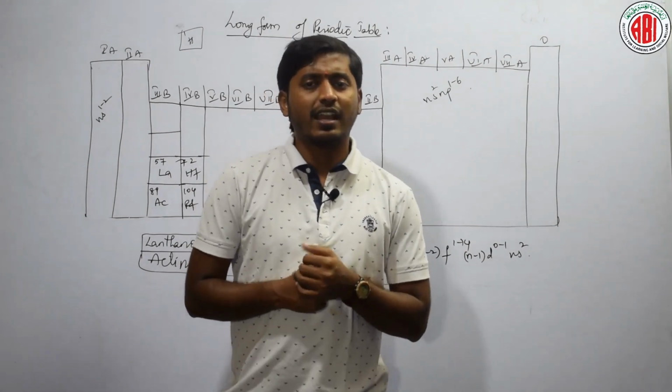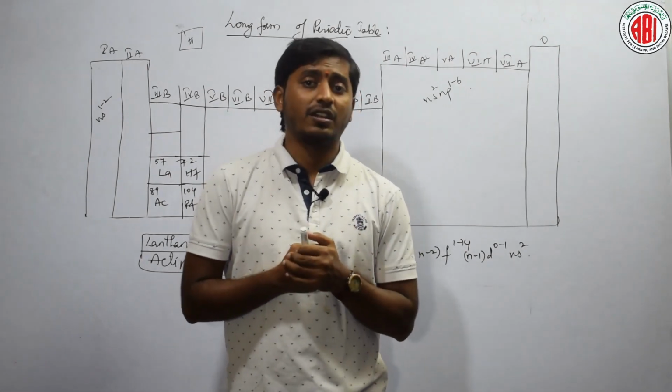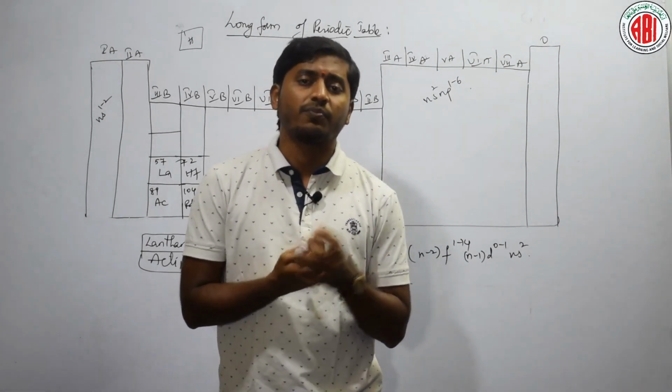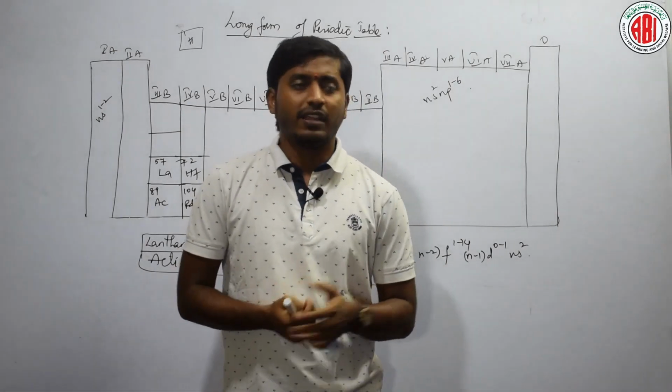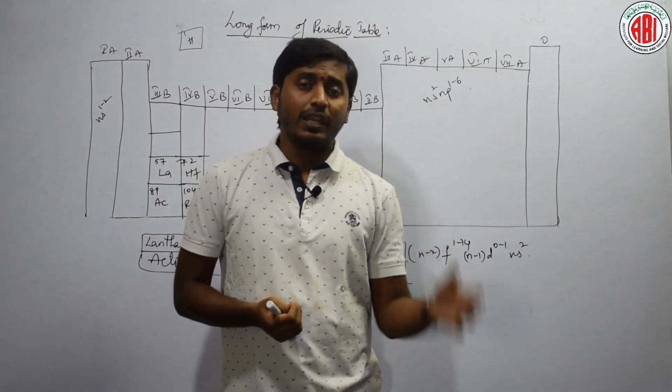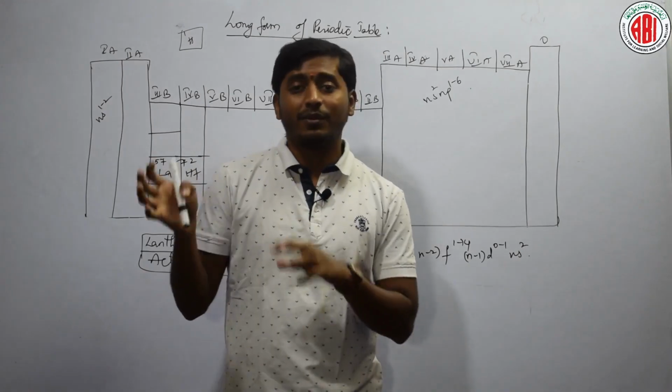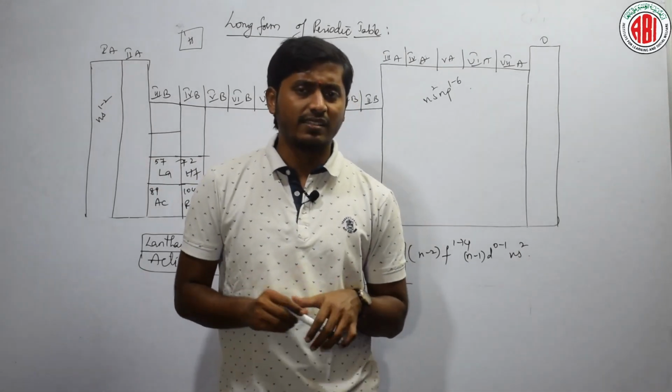What did we study in that? We have seen different concepts, such as what is the need of classification and what are the basic classifications. We started with Dobereiner, we continued with Newlands, then we discussed a few properties of Mendeleev and Moseley's periodic table, isn't it?